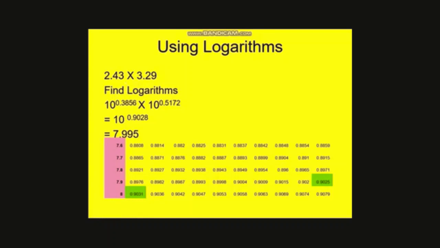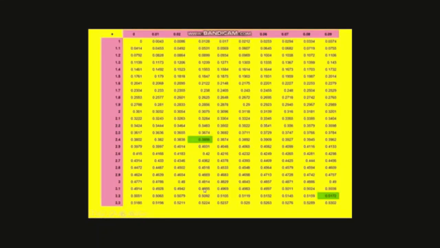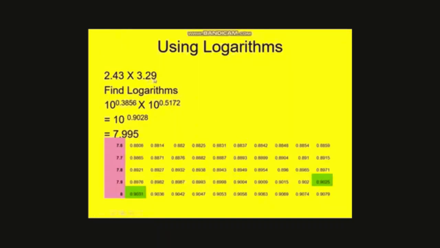So if I was trying to calculate 2.43 times 3.29, I'd start by finding the logarithms. So we've just found that the log of 2.43 is 0.3856. So 2.43 can be written as 10 to the power of 0.3856. 3.29, if we go back to the table, here's 3.2, 3.29. The log of 3.29 is 0.5172. So 3.29 is 10 to the power of 0.5172.